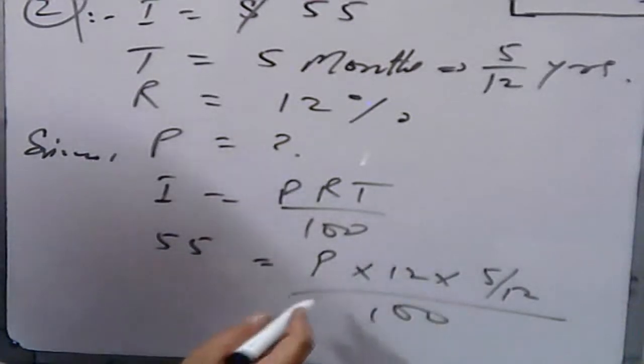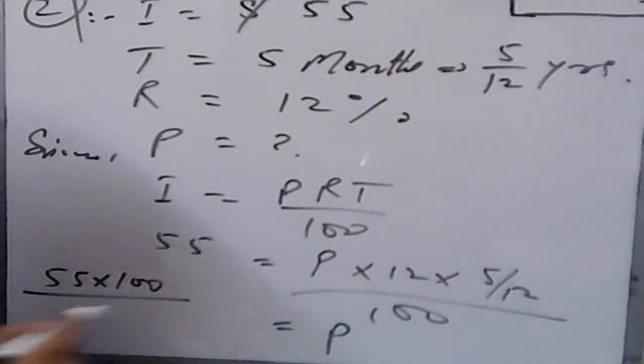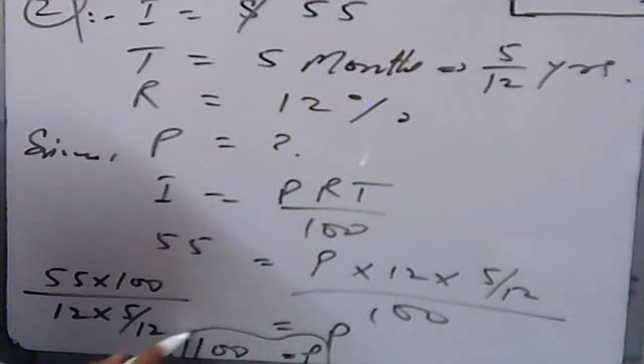So by using cross multiplication, 55 multiplied by 100 divided by 12 multiplied by 5 divided by 12. So after simplification you will get $1100. So that is your principal amount. So that is your required result.